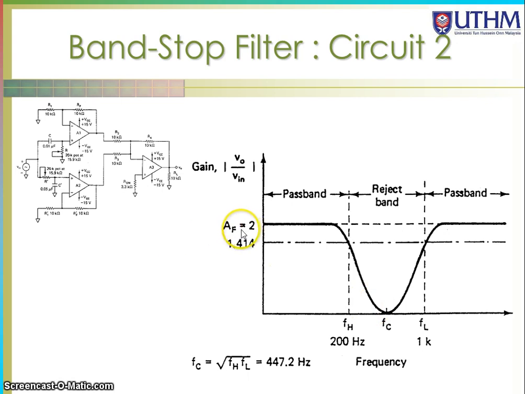The maximum gain will be 2 right here, the gain that I have mentioned just now. The center frequency over here is the multiplication of the high cutoff and low cutoff, and you find the square root of that. How do we get the high cutoff and the low cutoff? It is simply 1 over 2 pi RC of this and 1 over 2 pi RC of this.